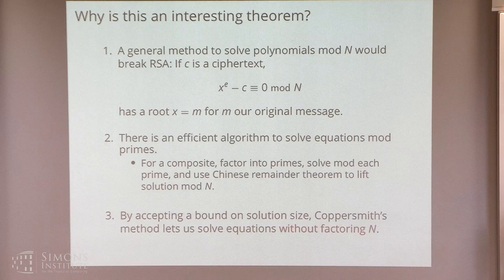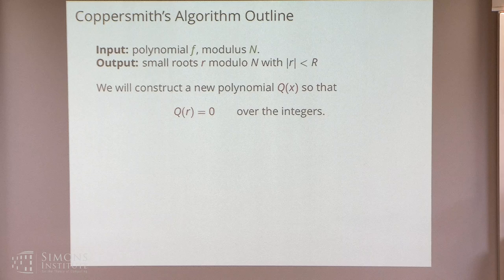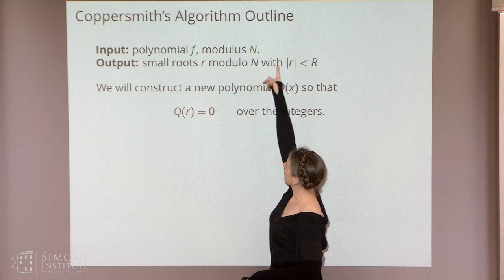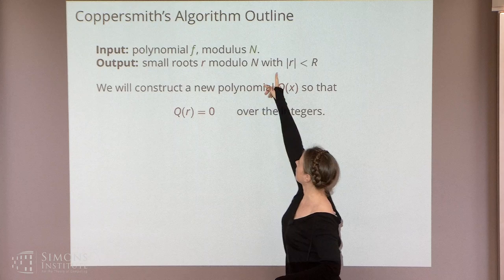Okay, I will try to go over the proof of Coppersmith's theorem. So we'll see how this works. We're going to input our polynomial f, of some degree d with integer coefficients, and our integer modulus n, and we want to find all small roots r mod n, and we have this bound capital R on the size of the root that we're looking for.